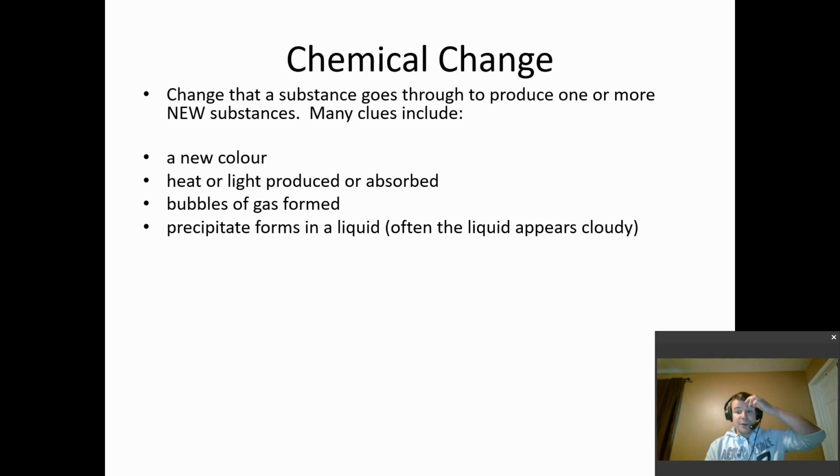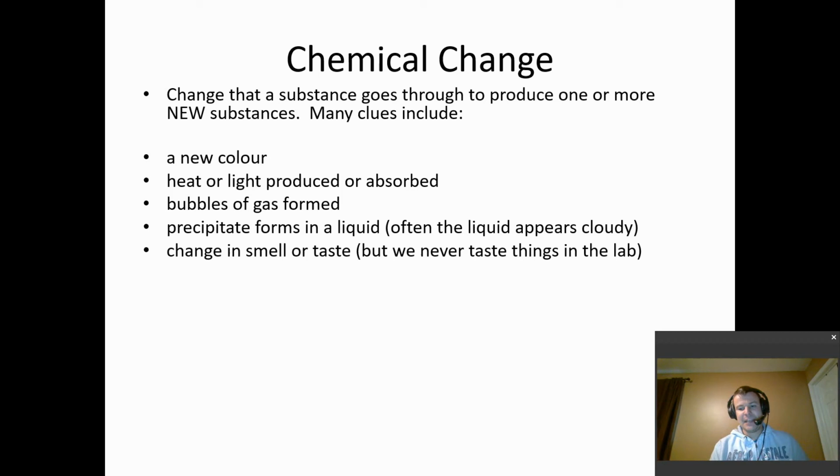This is a tough word, but try to remember it. A precipitate is formed. So when you add two liquids together and all of a sudden a solid appears in the liquid, that's called a precipitate. It precipitates out of the liquid.